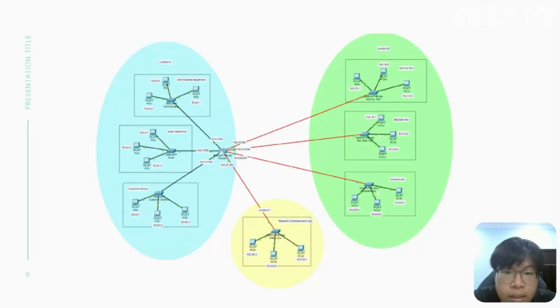The blue color one is location A, the green color one is location B, then the yellow color one is location C. Each department has one switch connected with three PCs. So as I mentioned, our router is at location A. So the connection between them is copper cable, which is the black color one. Then for the connection between the switches in location B and location C, we're using fiber optic cable since their distance is more than 100 meters.